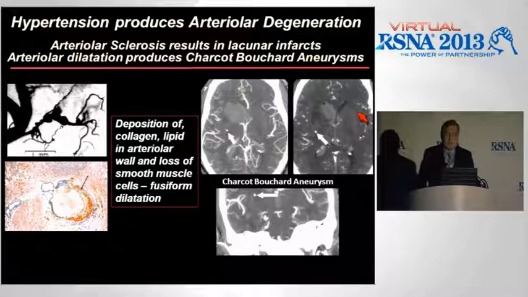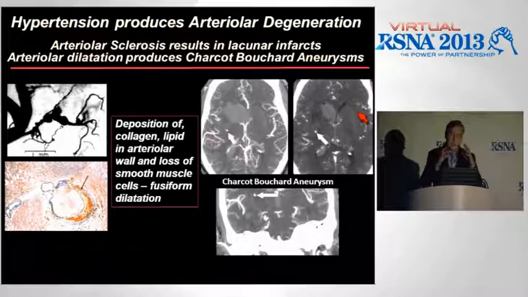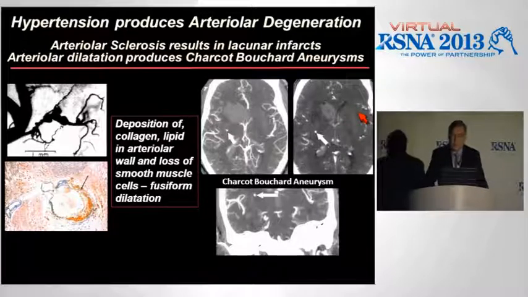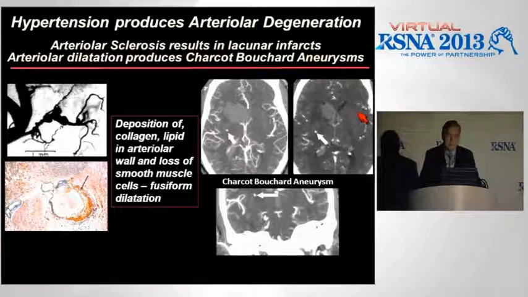Hypertension produces arteriolar degeneration. The arterioles are the point where the arteries terminate in the transition zone between the high-pressure arteries and the low-pressure capillaries. So it's not too surprising that the arterioles would be the site of the most injury with hypertension. The arterioles can undergo sclerosis, which then leads to lacunar infarcts, or there can be some dilatation of the arterioles.